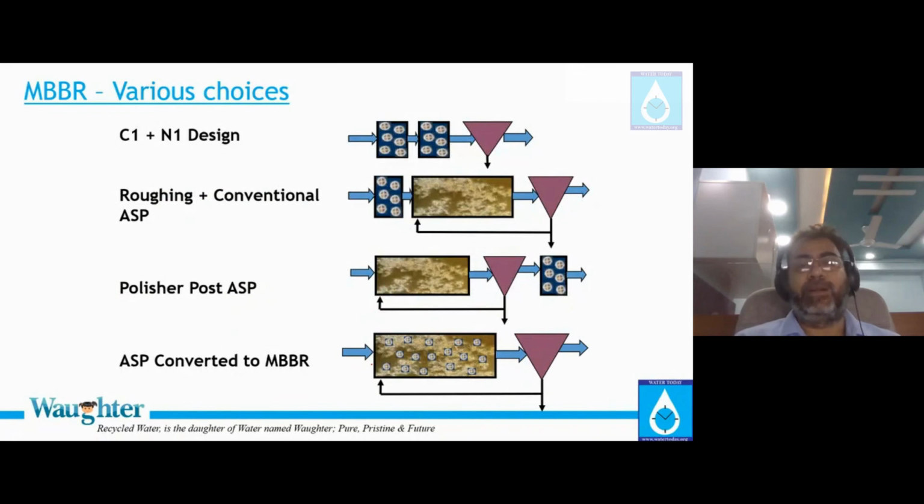And then there are many designs possible. You can have C removal, N removal, separation. You can have roughing with MBBR, then a conventional ASP. Then you can have a conventional ASP process and then just do a little bit of polishing of your effluent. Then you can convert the existing aeration tank into the MBBR tank. All these various choices are possible in a large scale sewage treatment plant for upgradation.